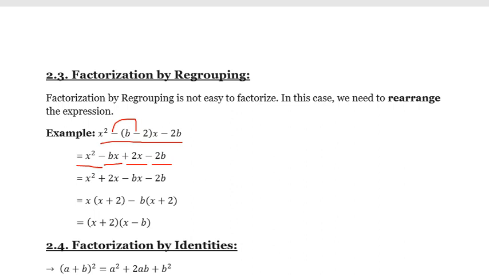See, you try to take common, you cannot take common from this expression, and you cannot make a group either. So for this you have to rearrange it. See, I have arranged it: x square plus 2x minus bx minus 2b. After arranging, now it is easy to take common. From these two terms we can take x common, because it is x square and 2x. So if we take x, then x plus 2 will be left.